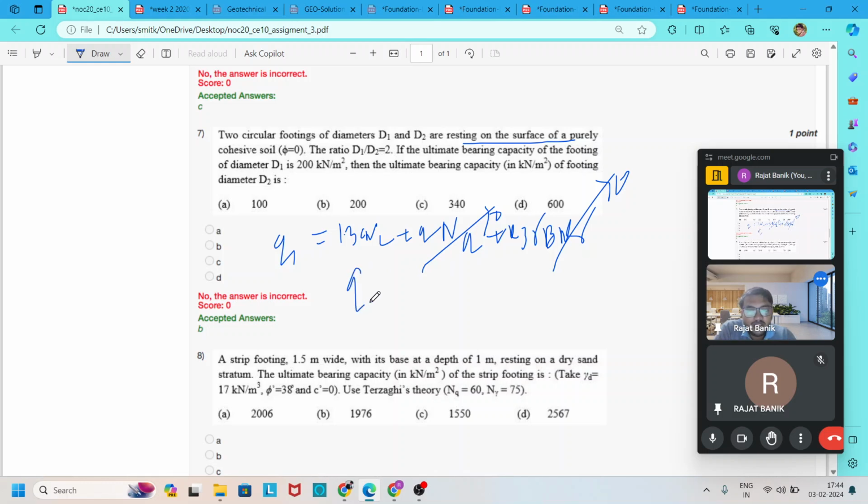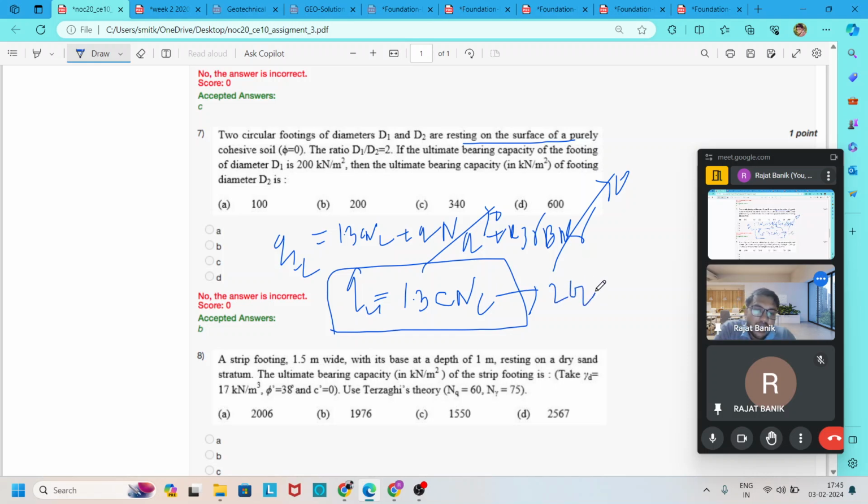So the remaining part is qu is equal to 1.3 c Nc. If you clearly see, this ultimate formula does not depend on the width of the foundation, or you can say the diameter of the foundation. So for footing 1, the value is given as 200, and this same value is also taken for footing 2. So in both cases the ultimate bearing capacity is the same. So our option is option B.